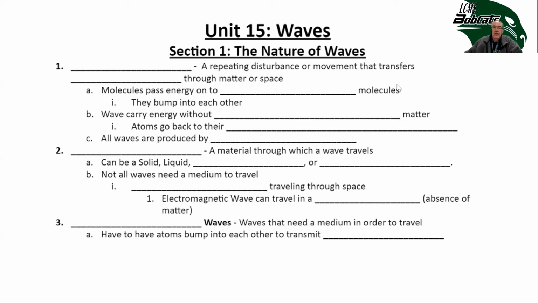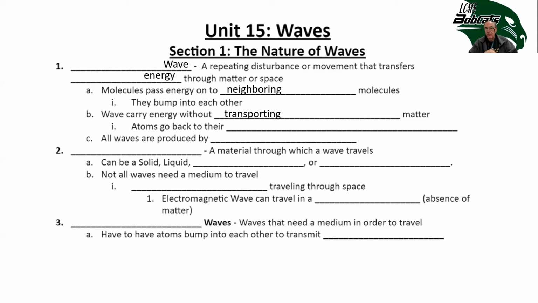So let's get started. The definition of a wave is a repeating disturbance or movement that transfers, and this is the key to the thing, energy through matter or space. So the real reason why we're studying this is, again, with this theme with energy, it's a transfer of energy. Okay? When waves transfer energy through matter, they pass energy on to neighboring molecules. And they bump into each other, but they do not transport the matter itself. So the wave goes through the matter, but it doesn't take the matter with it.